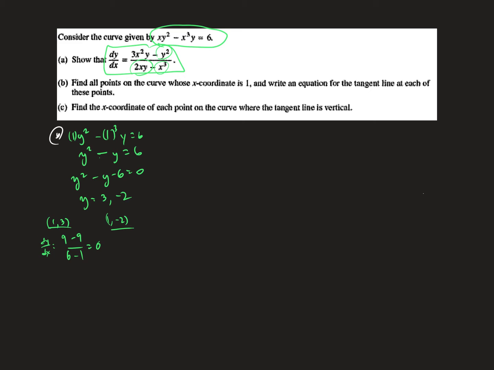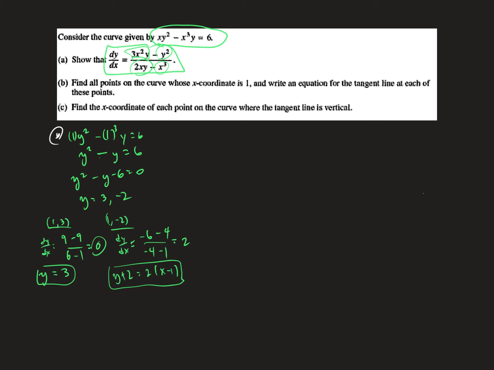And then my slope for (1, negative 2) would be 3 times 1 squared times negative 2, so it'd be negative 6, minus negative 2 squared, which is 4, so minus 4, over 2 times 1 times negative 2, minus 1 cubed. So that's negative 10 over negative 5, which is positive 2. So the equation of my tangent line at (1, 3), I could write it with the full slope, but as the slope is 0, it's basically a horizontal line, so it's y equals 3. And then my tangent line at (1, negative 2), I'll just write in point slope form because that's a lot easier.